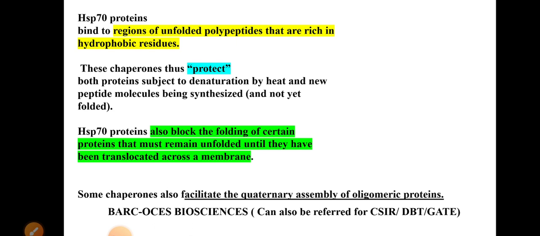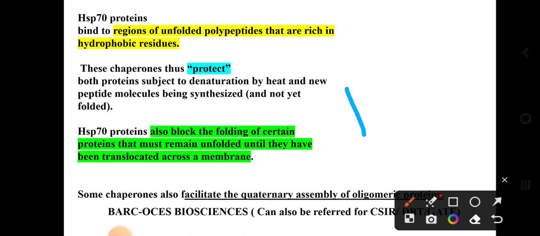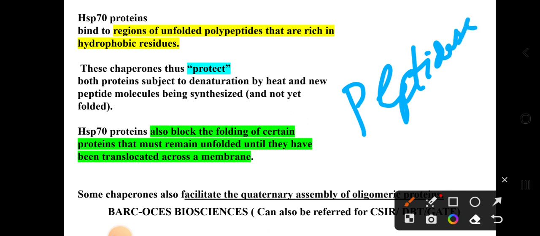I have already discussed the denaturation part. Now let me give you one more thing: there must be a lot of peptidases. So what will peptidases do? They will cleave the peptides, or digest the peptide bond. So in order to protect the protein from both denaturation as well as, when new peptides are being synthesized, from peptidases, these chaperones are there.